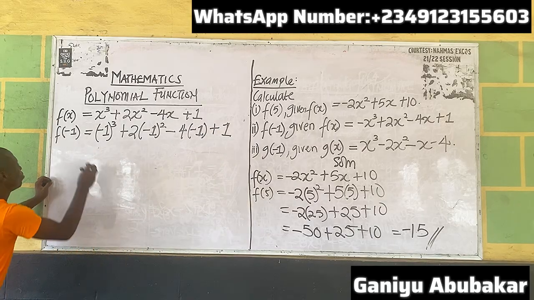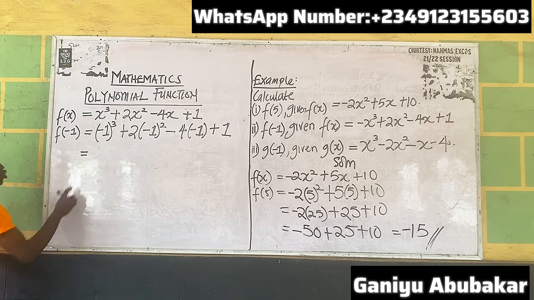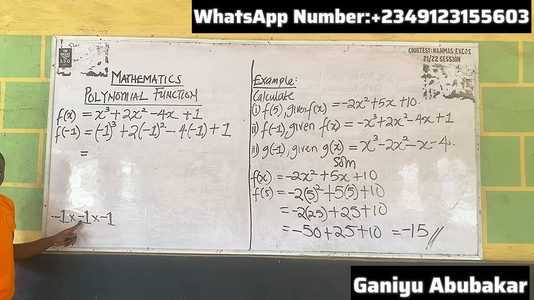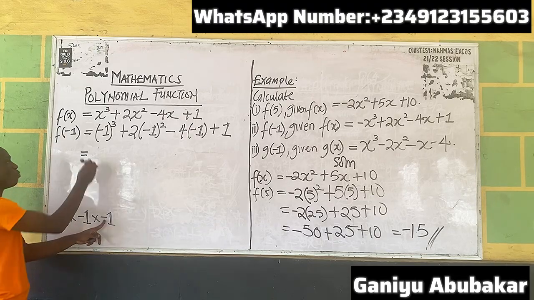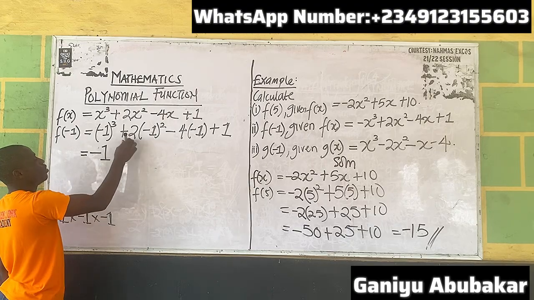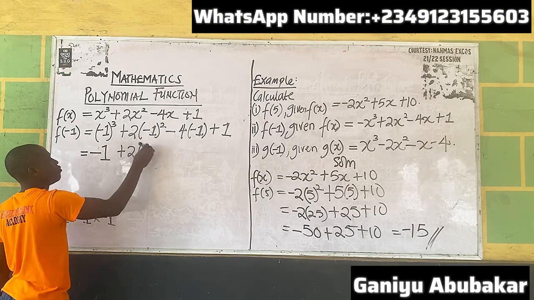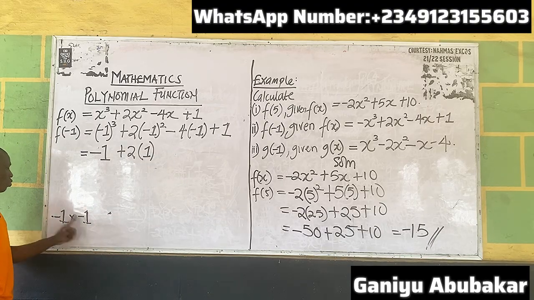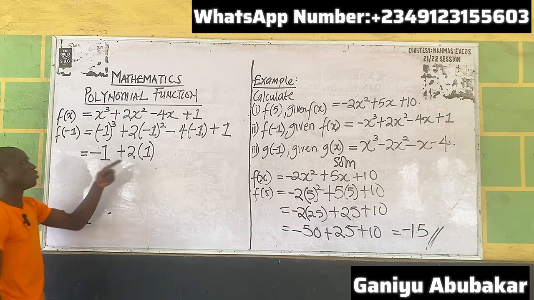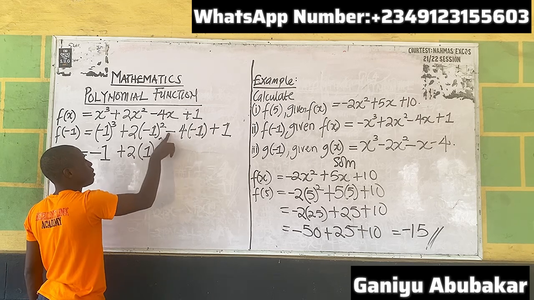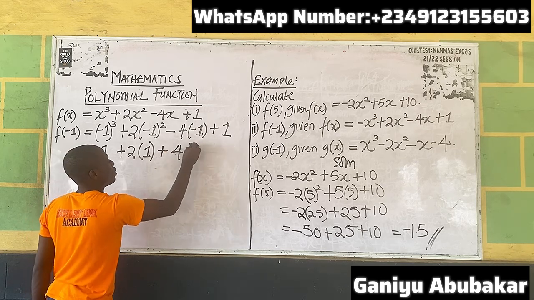From here, minus 1 to power 3 means minus 1 times minus 1 times minus 1. Minus times minus gives you plus. Plus and minus gives you minus. That gives you minus 1, since 1 times 1 times 1 gives you 1. Plus, this gives you 2 into (minus 1) squared, which means minus 1 times minus 1. Minus times minus gives you plus. 1 times 1 gives you 1. Minus 4 times minus 1: minus times minus gives you plus. 4 times 1 gives you 4, yeah? Then plus 1.